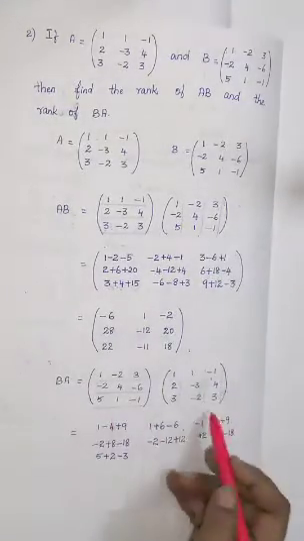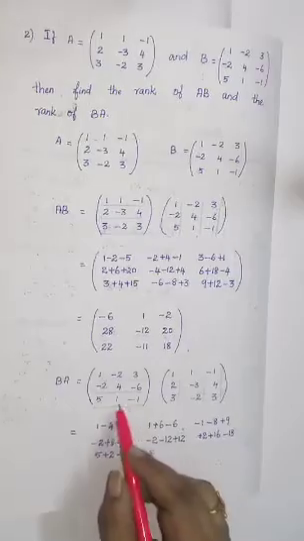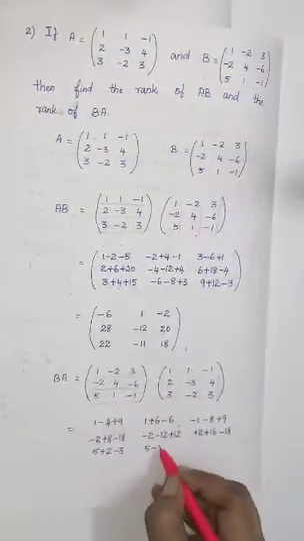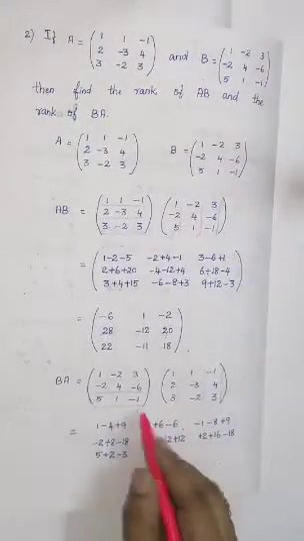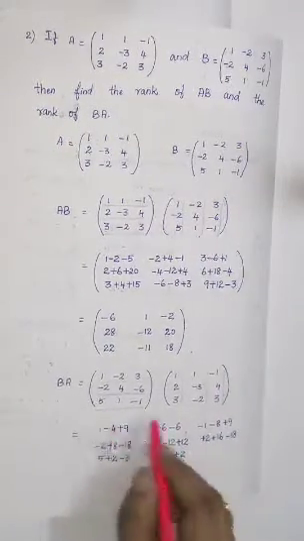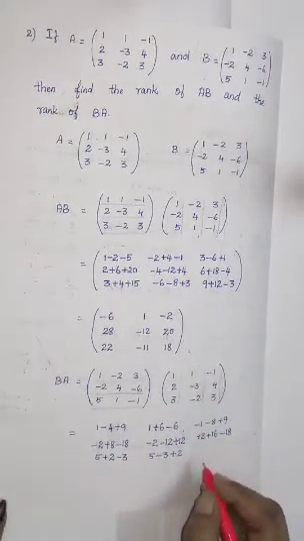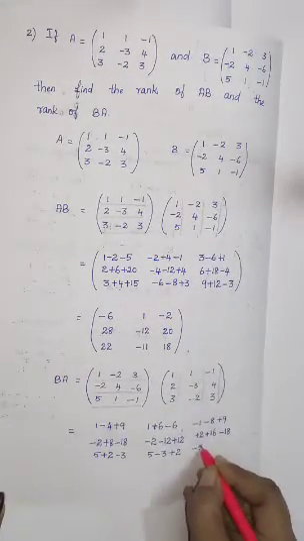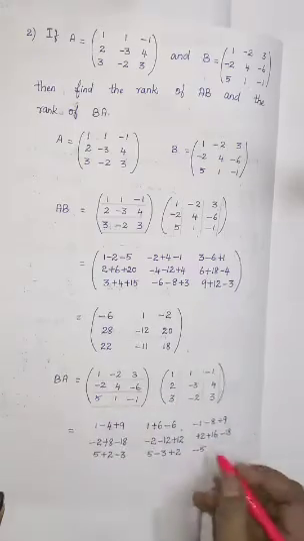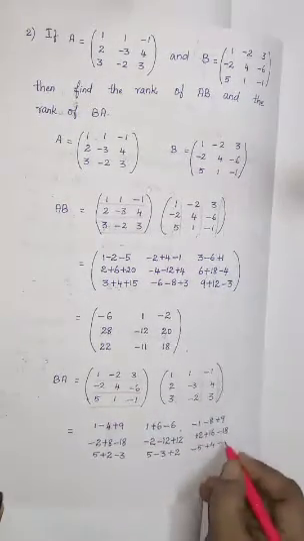Now your third row, second column, 5 ones are 5. Then 1 into minus 3 is minus 3. Minus 1 into minus 2 is plus 2. Third row, third column, 5 into minus 1 is minus 5. 1 into 4 is plus 4. Minus 1 into 3 is minus 3.